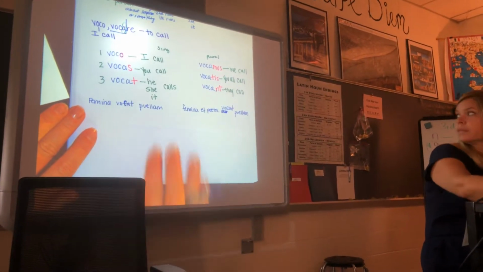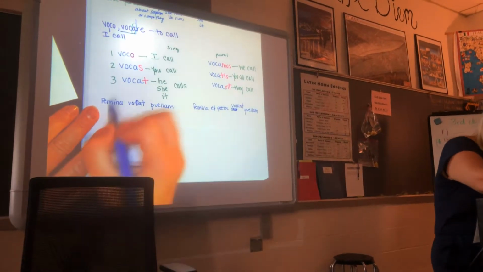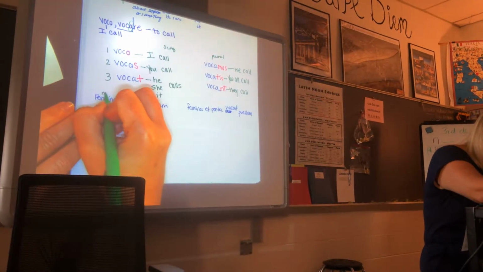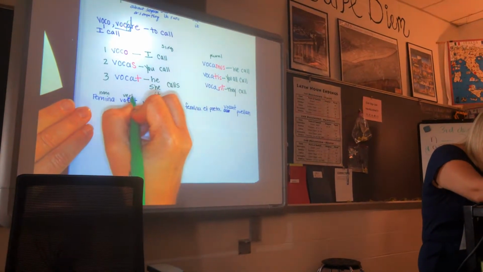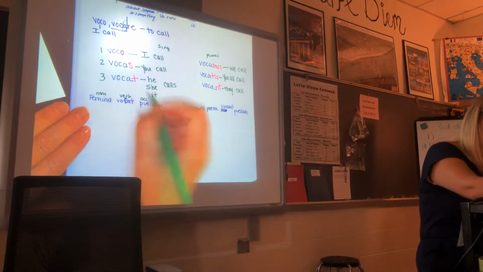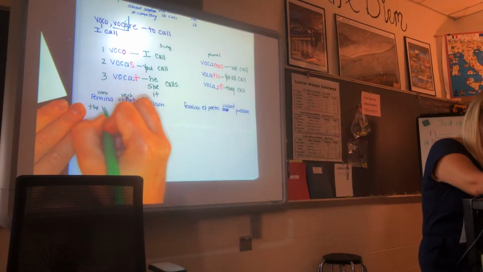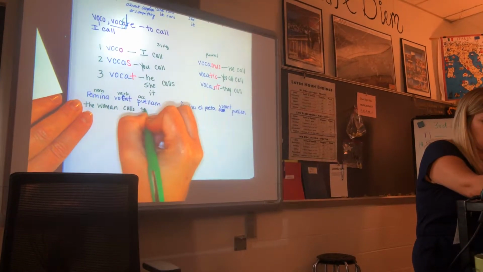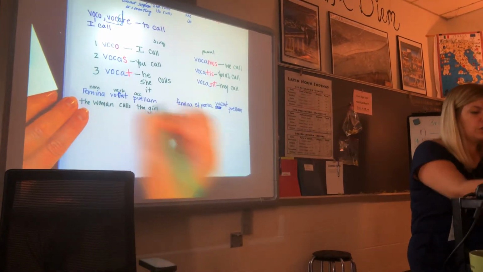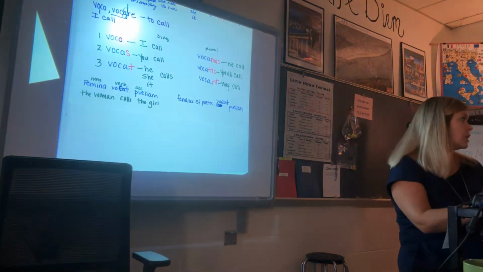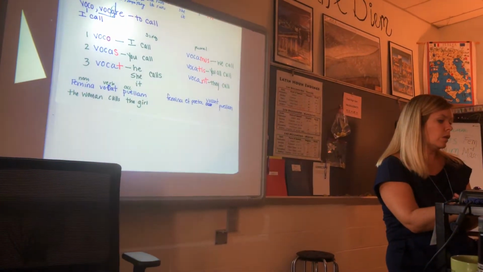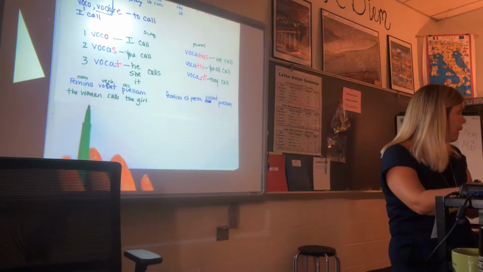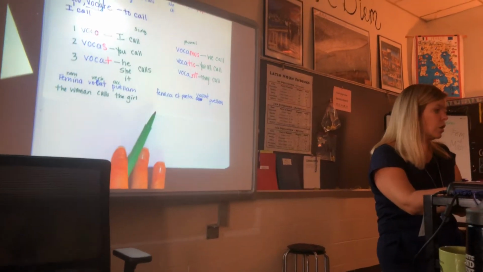Okay. Two Latin sentences. Nominative. Verb. Accusative. The woman, one, right, calls the girl, right? The girl's receiving the action of the verb. You see singular, right? Because there's one woman. The woman calls the girl.